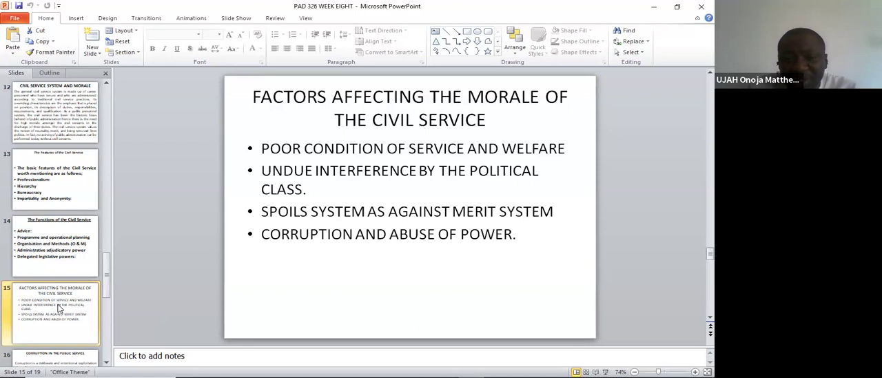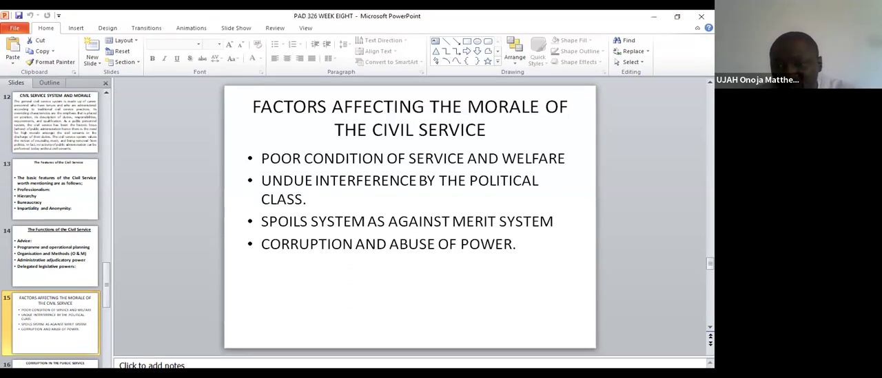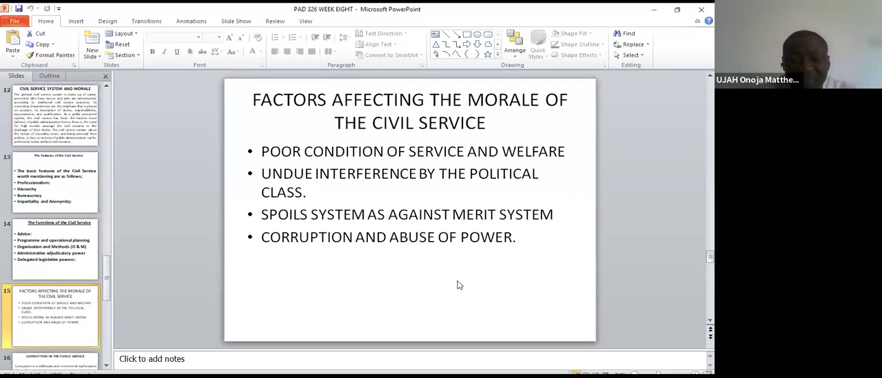Undue interference by the political class. Like when we discussed the spoil system, we said that some persons abuse their offices or are brought into the civil service and given positions of authority to the disregard of those that have grown through the ranks. Such political interference would not augur well when one talks about issues of productivity and the result that ordinarily should be gotten from the service. So that also is a major challenge.